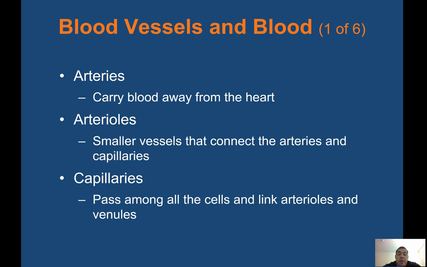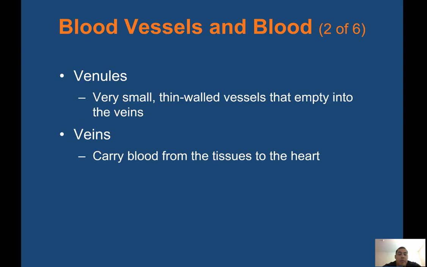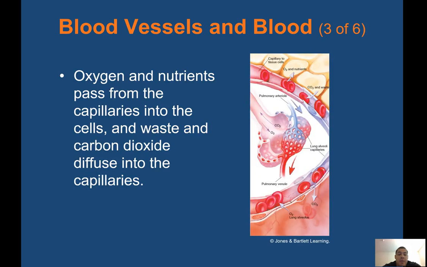So arteries carry blood away from the heart. Arterioles, smaller vessels that connect the arteries and capillaries. Capillaries pass among all the cells and link arterioles and venules. So venules, very small, thin-walled vessels that empty into the veins. Veins carry blood from the tissues to the heart. So oxygen and nutrients pass from the capillaries into the cells, and waste and carbon dioxide diffuse into the capillaries.